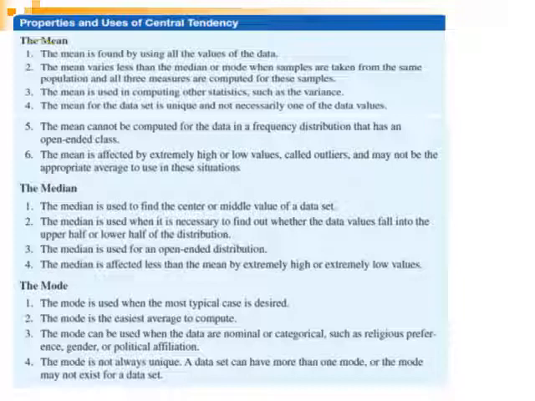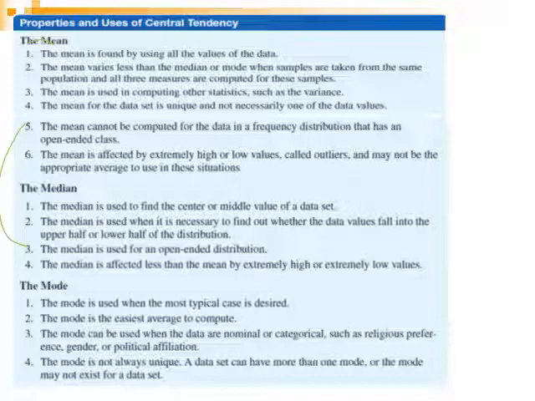Number 2, the median is used when it is necessary to find out whether the data fall into the upper half or lower half, because we want to know the location of the data. Number 3, the median is used for open-ended distributions. In the case of grouped data, it differs from the mean. Here the mean can be used for open-ended classes, but the median is used for open-ended distributions.